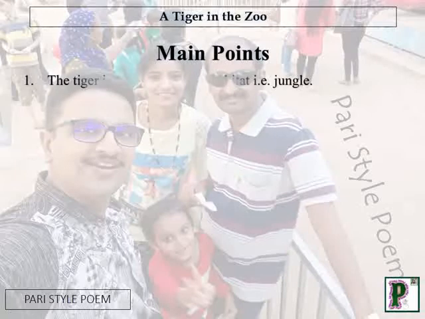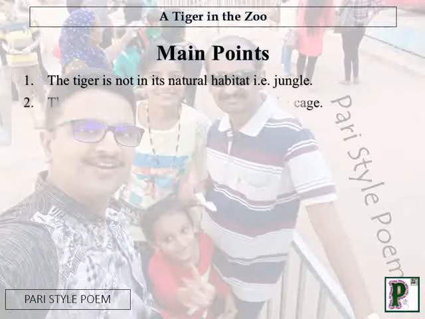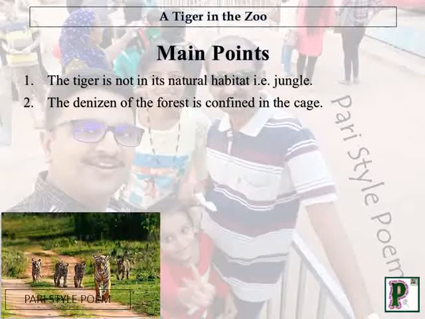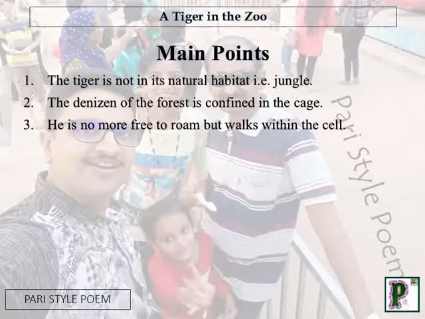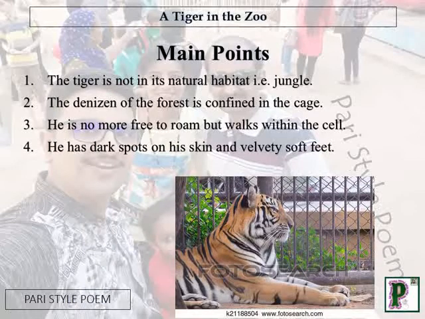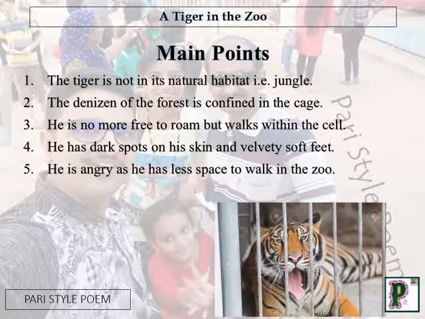Main points of A Tiger in the Zoo. The tiger is not in its natural habitat, i.e. the jungle. The denizen of the forest is confined in the cage. He is no more free to roam but walks within the cell. He has dark spots on his skin and velvety soft feet. He is angry as he has less space to walk in the zoo.